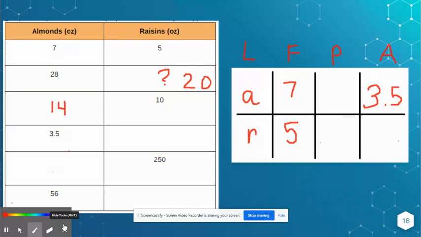What would you tell them to do right here? Oh, sorry.